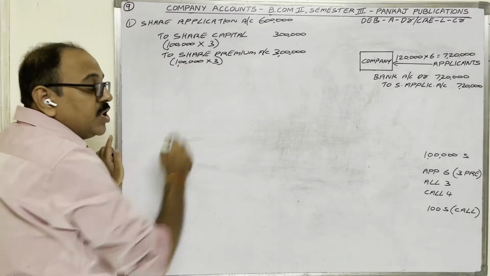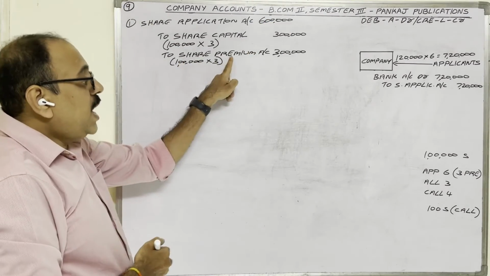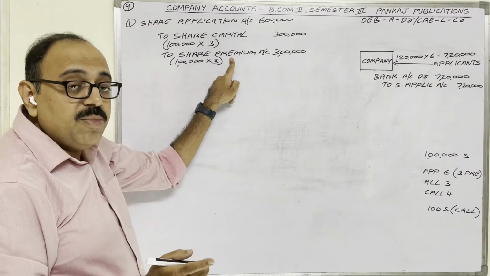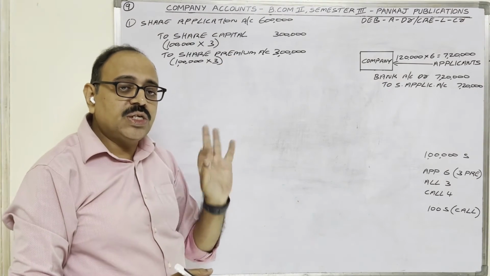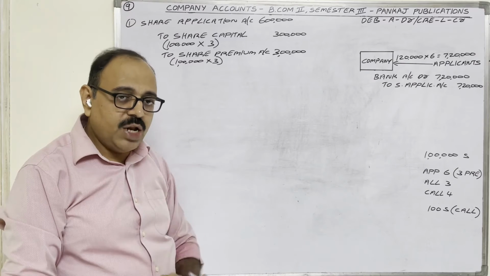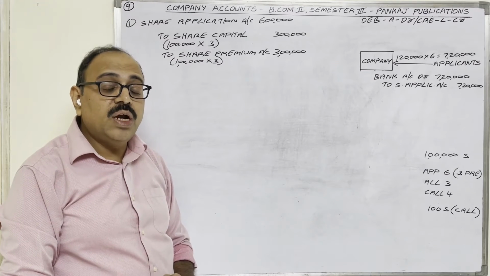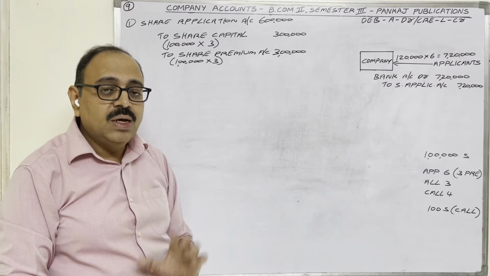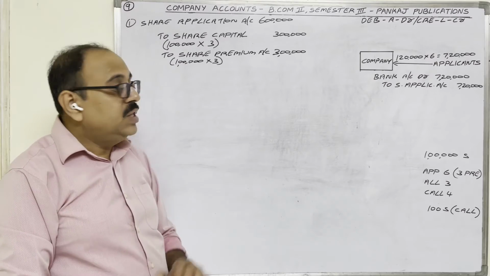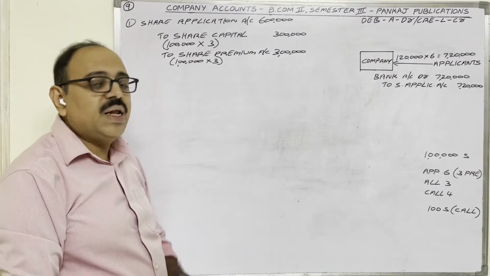Why is the share premium account created? This is a capital gain. Gains come under nominal account. Expenses, losses, incomes, gains are nominal accounts. The nominal account rule: debit all expenses and losses, credit all incomes and gains. Therefore, the share premium account is created.